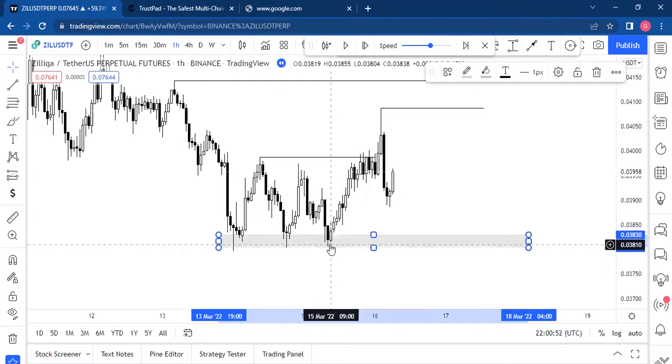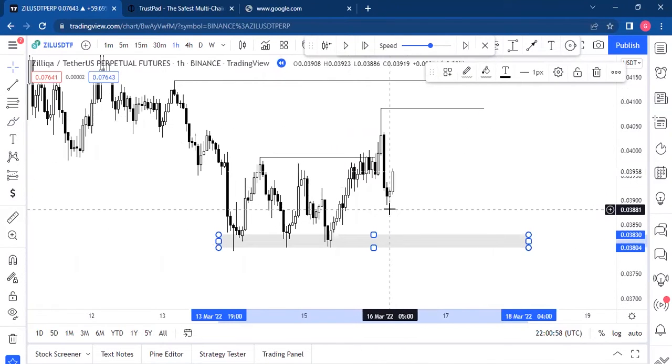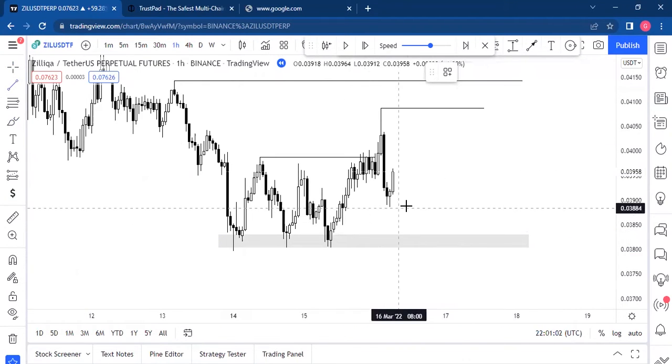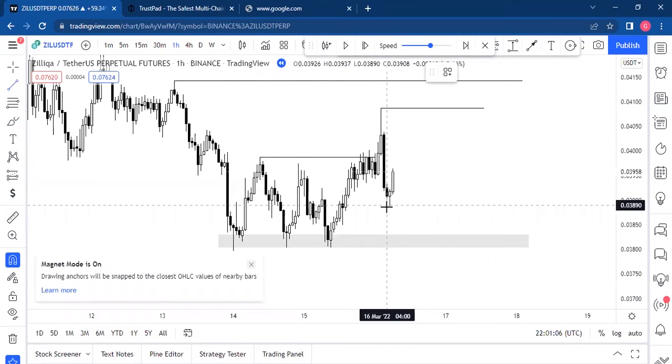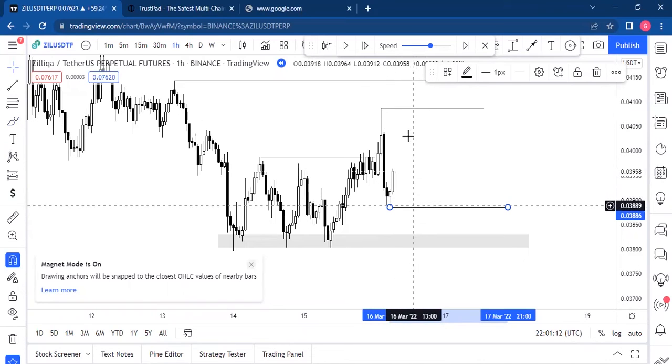So I can call this a lower low. Look at the high, it created a lower high. Okay, here's a lower high. Let me indicate this. So we're trading within this range now.